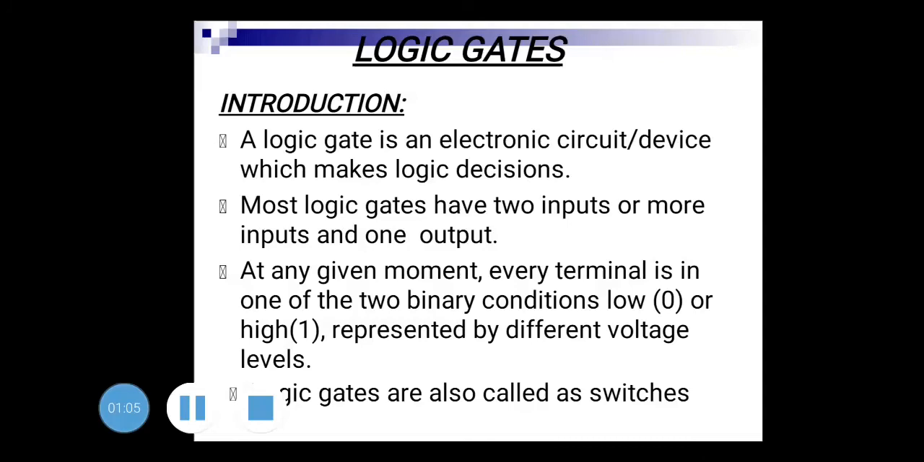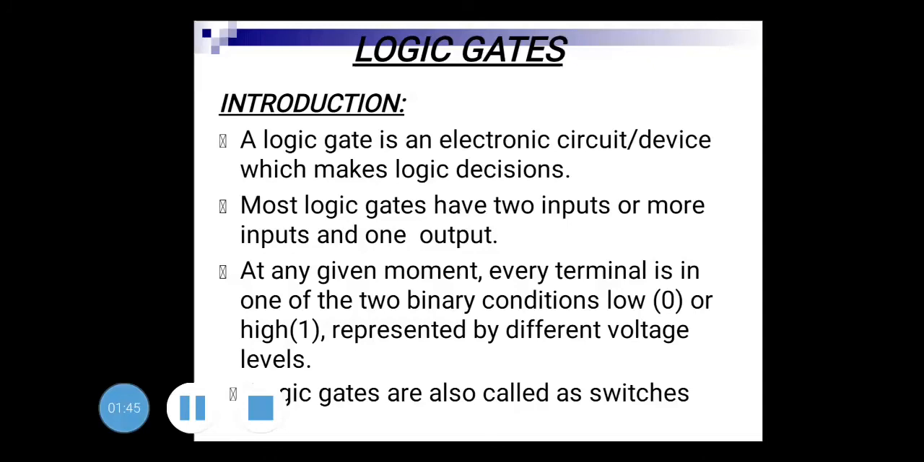Then the next important point is the output can have 2 conditions, that is logic 0 or logic high. Here logic 0 corresponds to voltage 0, and logic high corresponds to voltage equal to 5 or more. This is the basic voltage level setting for any binary circuit. You will be able to understand this when we perform practicals in the laboratory.